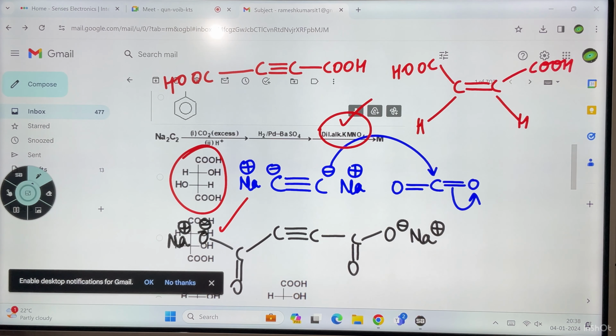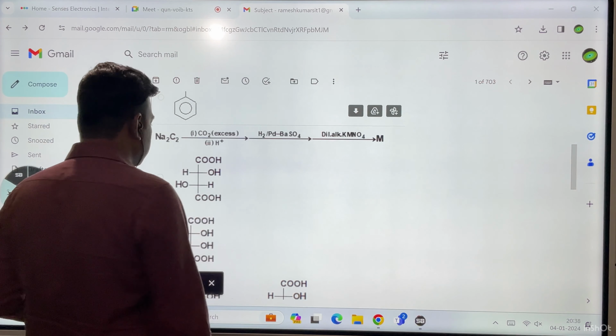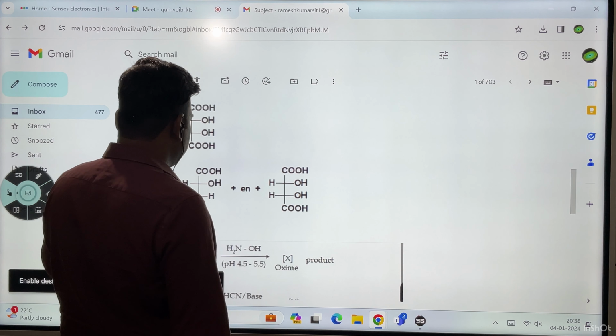So Baeyer's reagent is acting. Baeyer's reagent is adding from the same side. So there will be formation of option 2.